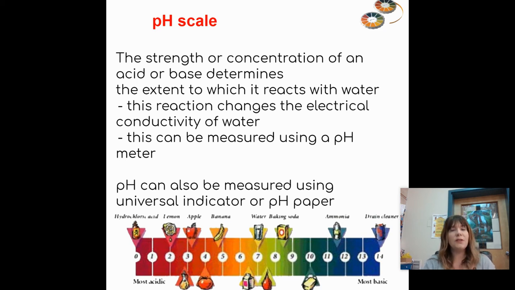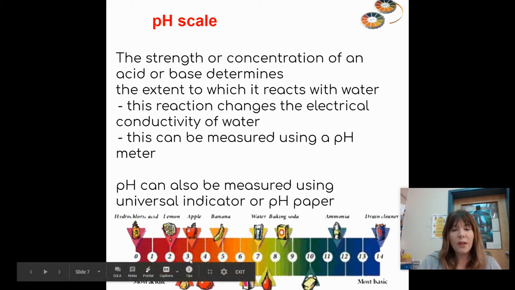What is pH? So this is the pH scale. The pH scale is measured from 1 to 14. So you can see it along the bottom here. 0 to 7, okay? This is your acids, and then you hit neutral. From 7, which is neutral, 8 to 14 is base.